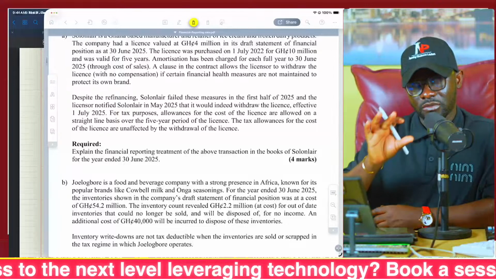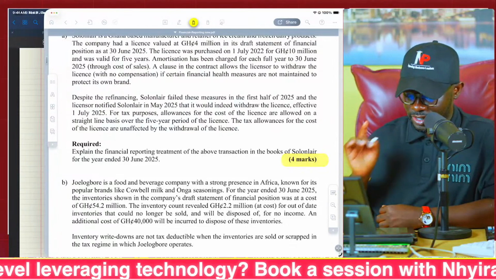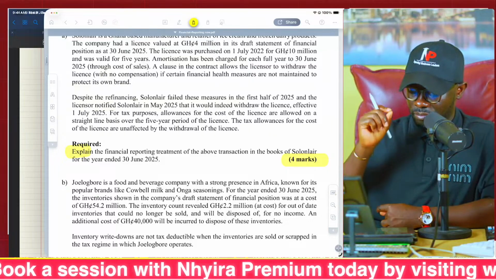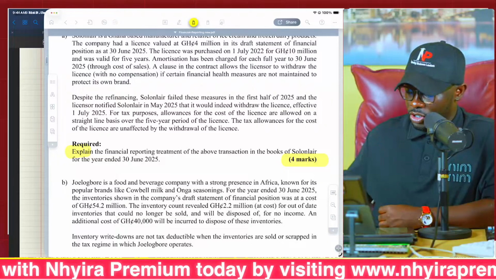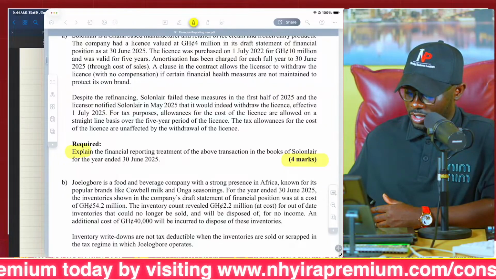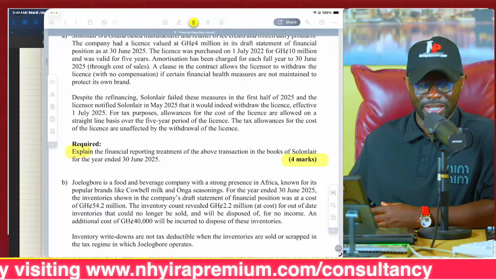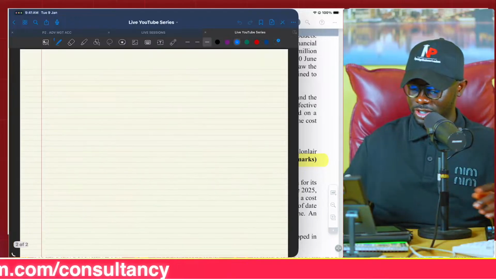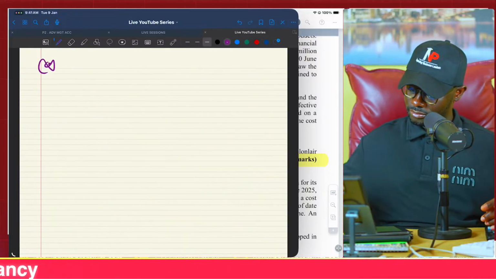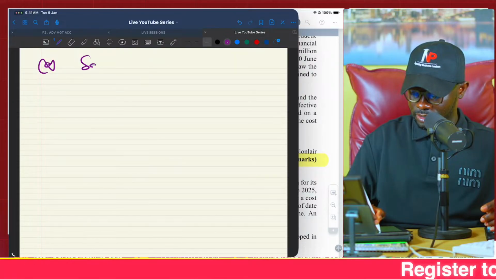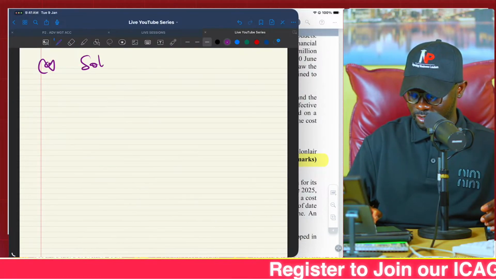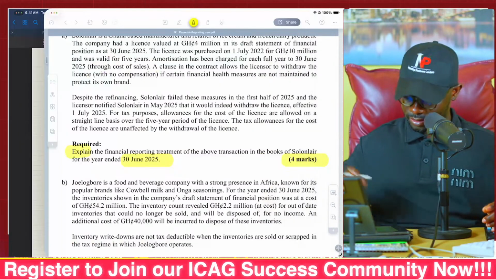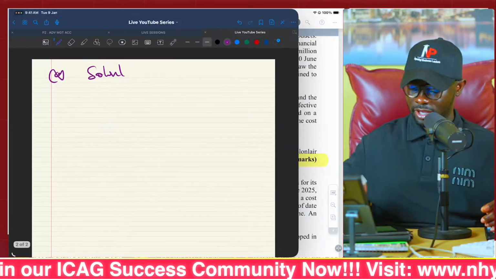So look at the A aspect of the question. It says, for 4 marks, the examiner says, explain the financial reporting treatment of the above transaction in the books of Salonlier for the year ended 30th June 2025. I don't know what that is. Salonlier Limited. Do they have limited? Just Salonlier, okay.